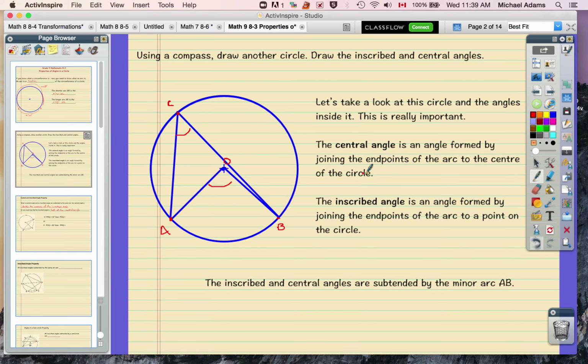So the inscribed angle is an angle formed by joining the endpoints of the arc to a point on the circle. And this time, this point on the circle is point C here. Okay, so let's review again. If this is my inscribed angle, and this is my central angle.